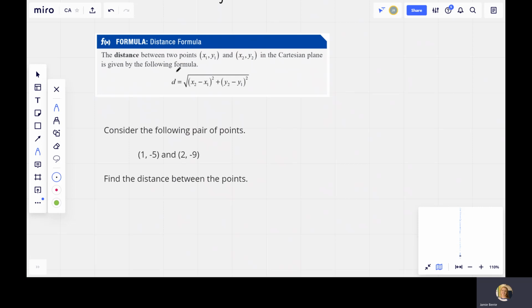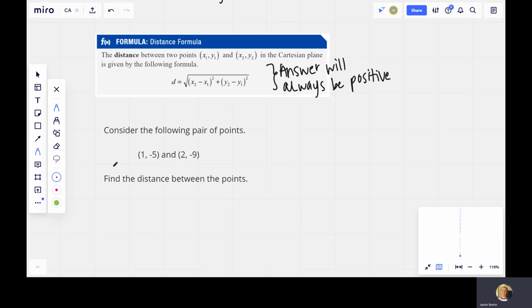And one very important point about this formula, since it does represent a distance, your answer should always be positive. All right, so answer will always be positive. So distances are always represented by positive numbers.